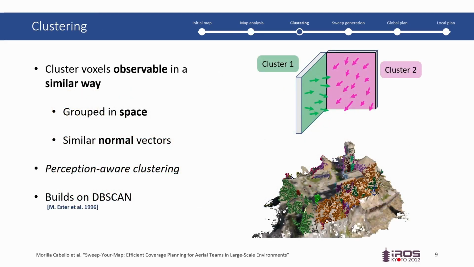We cluster both regions in a way that they can be observed in a similar way. This means that they are grouped in space and have similar normal vectors. This is a proposed algorithm based on DBSCAN that we term perception-aware clustering. On the right, you can see a result of the clustering where clusters are represented with different colors.